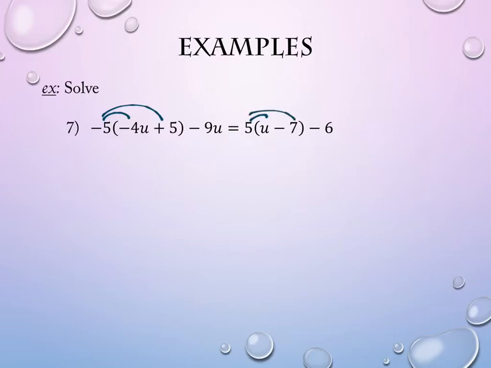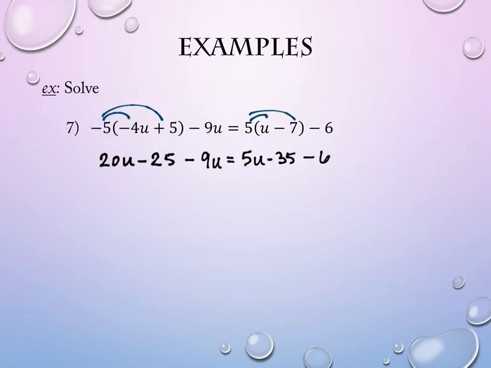All right, so if I distribute my negative 5 through the first parentheses, what am I going to get? 20u minus 25. Okay, so everybody good with that? All right, and then I have a minus 9u. How about distributing through the second set of parentheses? 5u minus 35. Yep, minus 6. It's looking better already.